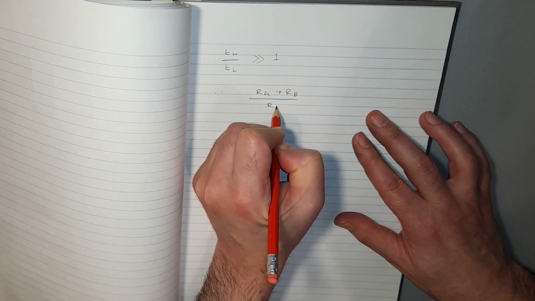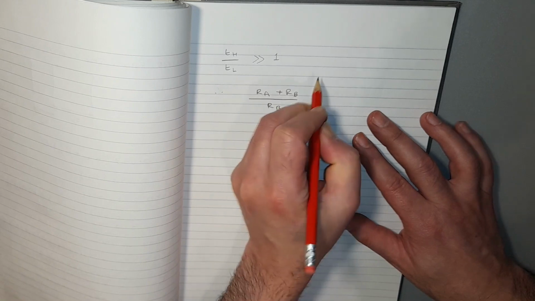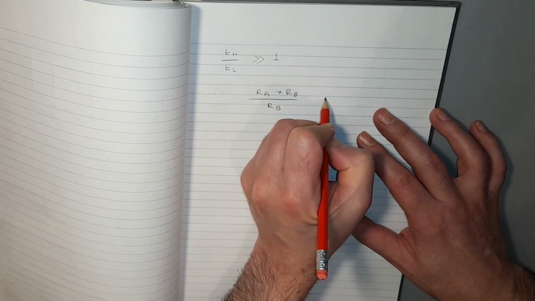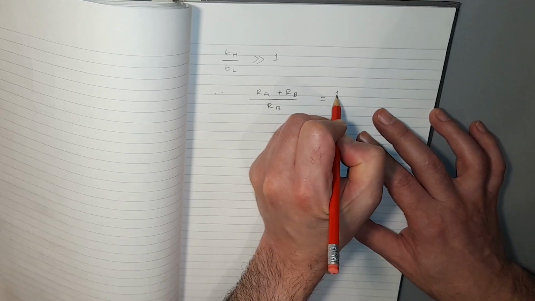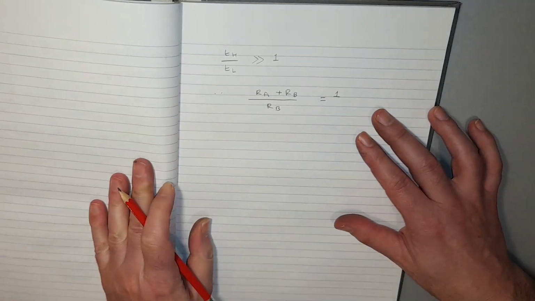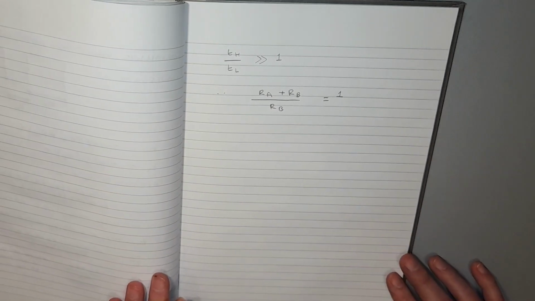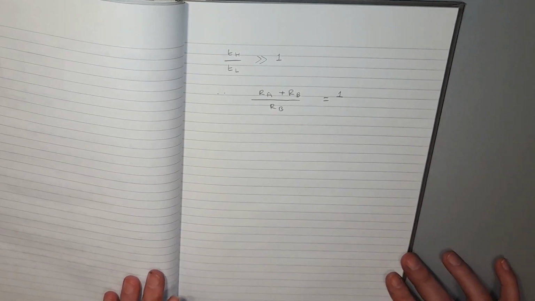But also note that because you've got RA in the numerator, then RA plus RB on the numerator is always going to be bigger than just RB on its own on the denominator. Therefore, RA plus RB over RB is always going to be greater than 1.